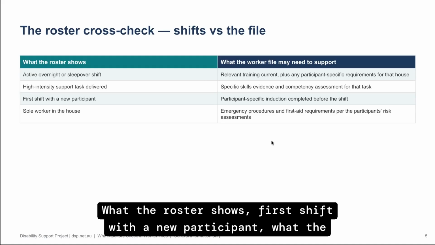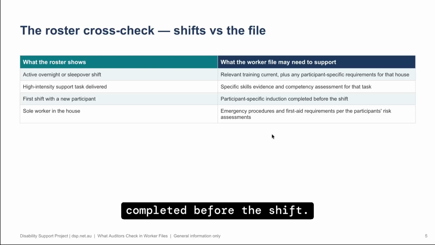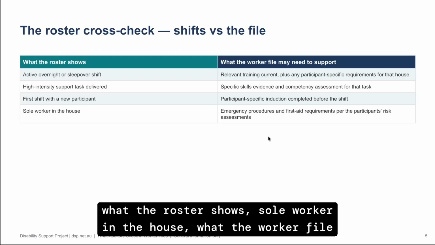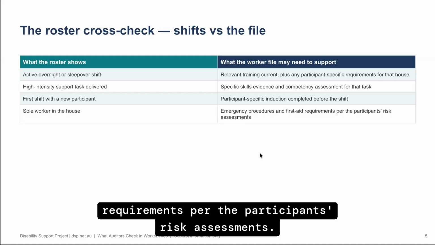What the roster shows: first shift with a new participant. What the worker file may need to support is participant-specific induction completed for the shift. What the roster shows: sole worker in the house. What the worker file may need to support is emergency procedures and first aid requirements per the participant's risk assessments.